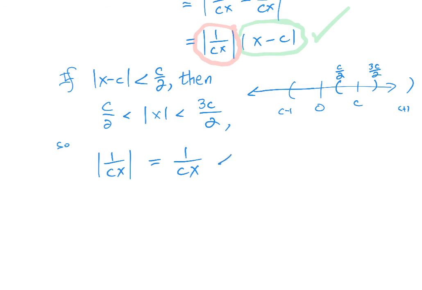And now our upper bound on 1 over cx, trying to bound a fraction. You make a fraction bigger by making the denominator smaller. So we look at the smallest that x could be. And we come over here and we say if x is equal to that, then we'd have 1 over c times c over 2, which is 2 over c squared.